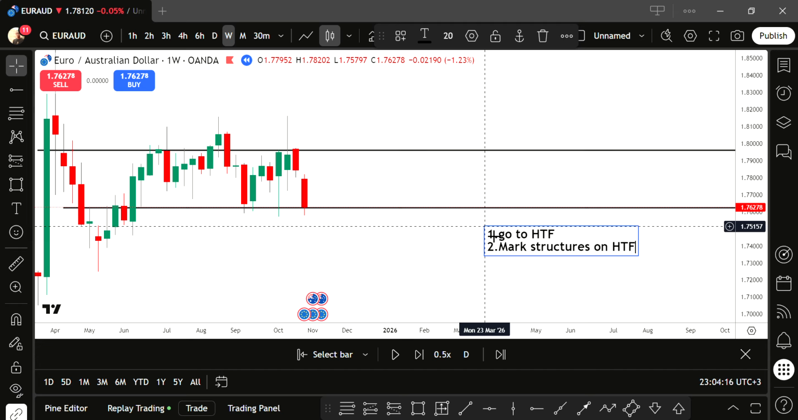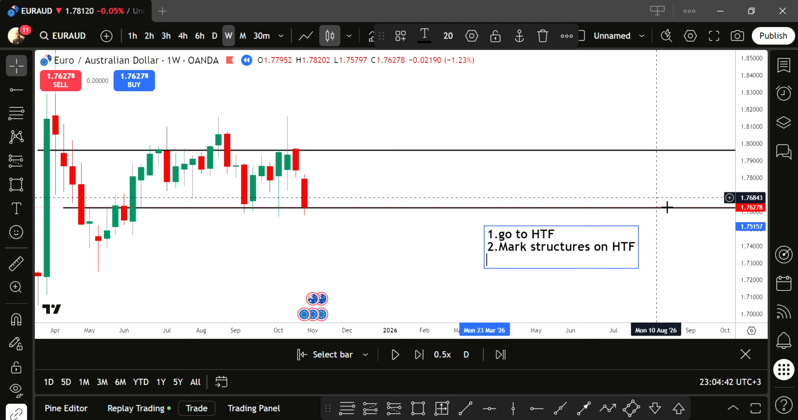So the structures that I'm going to mark on the highest time frame are very simple. I'm going to mark out either support and resistance, supply and demand. If I can see any chart patterns like a head and shoulder, inverted head and shoulder, double tops, double bottoms, anything that I can see on the high time frame, that is what I'm going to be marking out on my highest time frame.